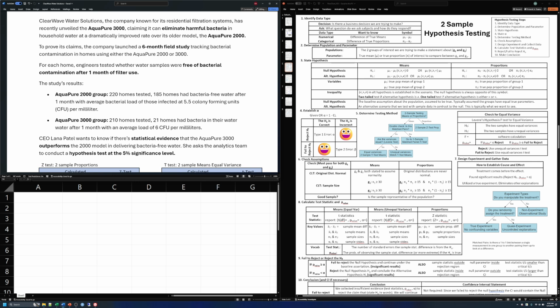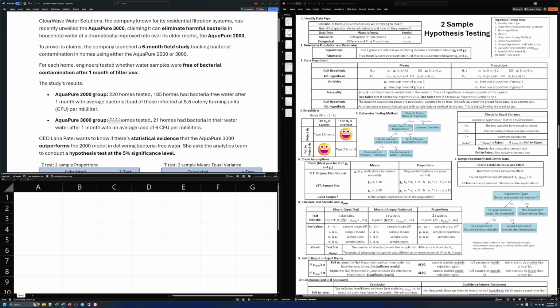So we can look at our populations. The two groups that we're dealing with, 1 and 2, are AquaPure 2000 and AquaPure 3000. That's step 2, just looking at the populations. And the parameter is, what are we looking to compare? Are we looking to compare a true mean between the two groups or a true proportion? We have to look at what they are asking in their question, because they've given us some numerical data and some categorical. Let's look at the scenario first.